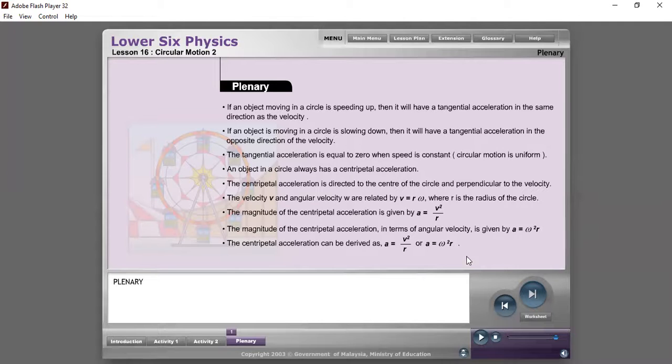Ladies and gentlemen, that's all the formulas we will use to solve the problems later. So that's all for today's lesson.